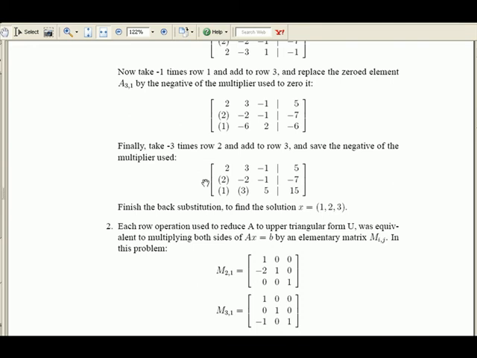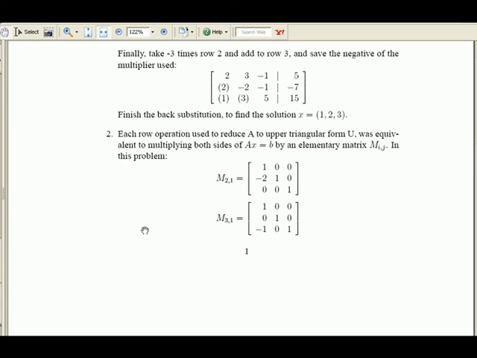But notice that at the end, after DLINEQ is finished with this matrix, these elements below the diagonal are all 0, but they're not really. We've saved the negatives of the multipliers there in case we need to solve another linear system with the same matrix.